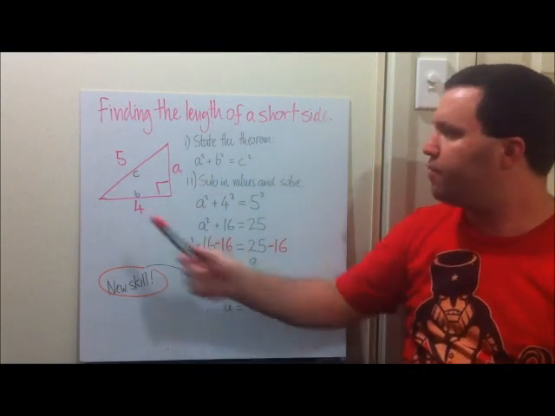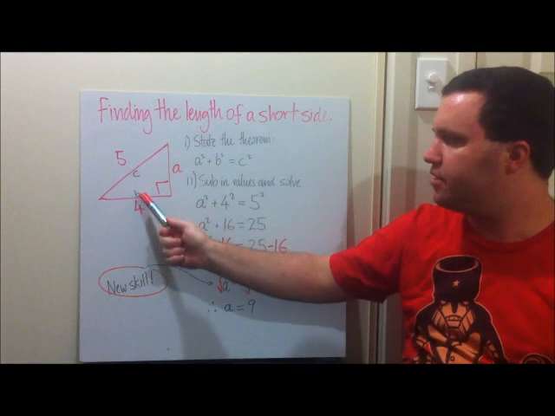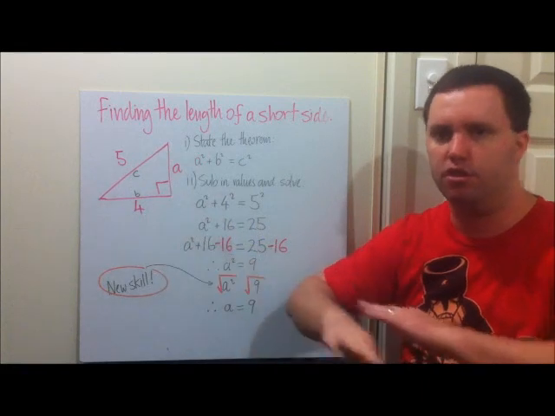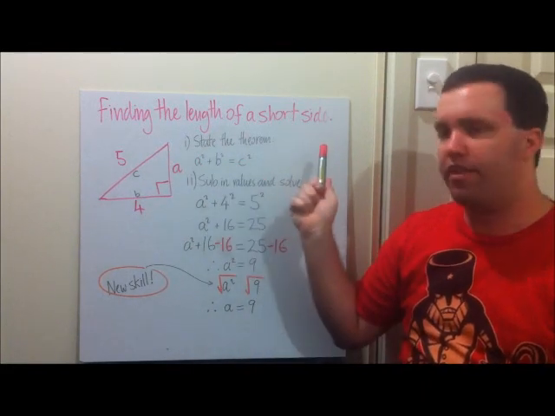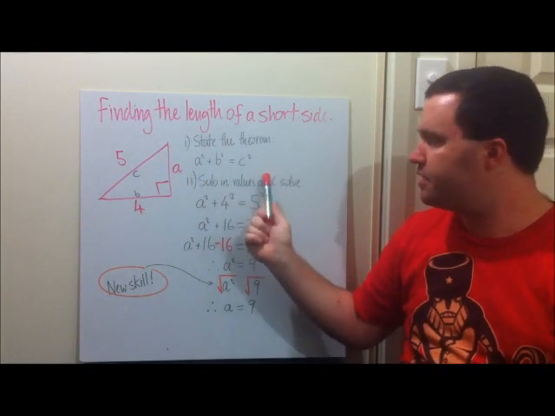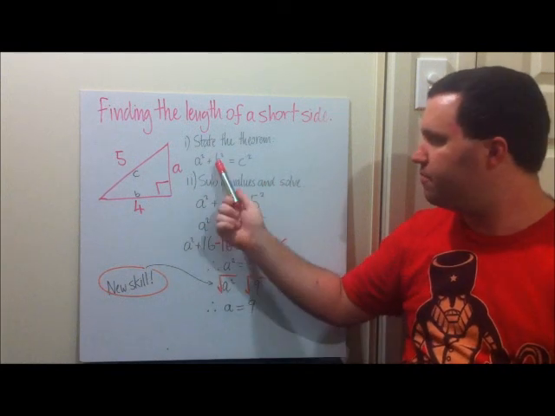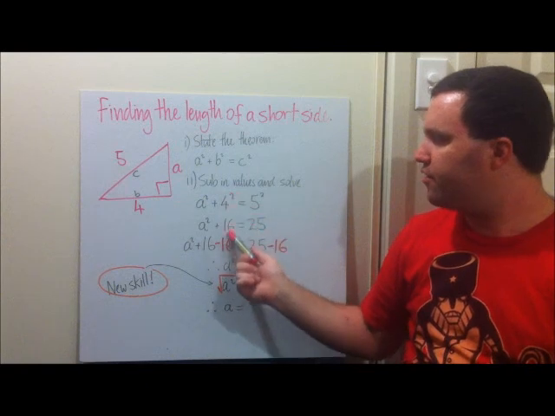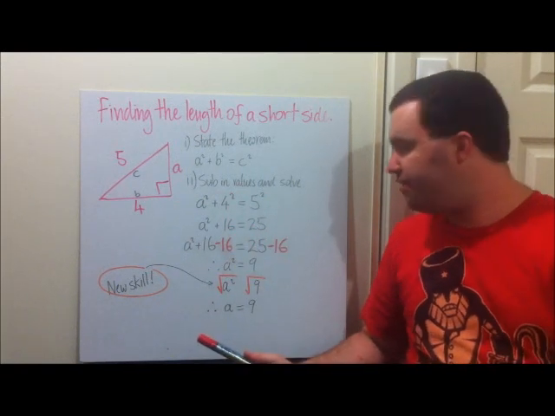So first thing, you probably want to write down B and C. So put B as the other short length, and make sure C is attached to your hypotenuse, your longer one. Right, state the theorem. A squared plus B squared is C squared. Sub in our values. B is 4, C is 5. 4 squared is 16, 5 squared is 25.